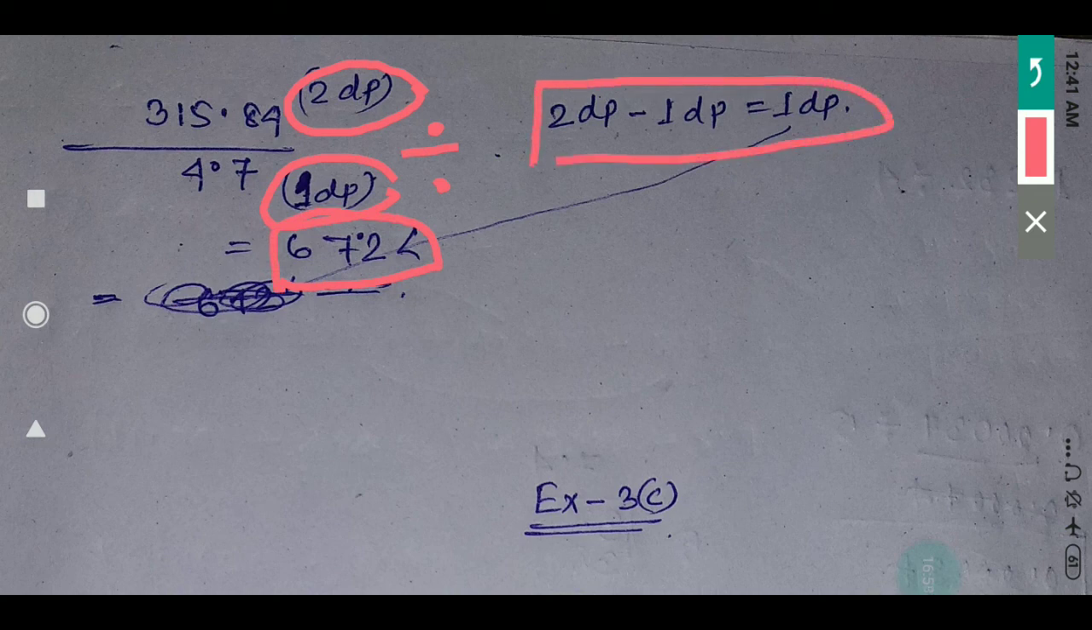That means numerator decimal places 2, denominator decimal places 1. So 2 minus 1 is 1. That means the quotient will be in 1 decimal place. So while dividing, what quotient I have got? 672. But the answer should be in 1 decimal place. That means the answer will be 67.2.